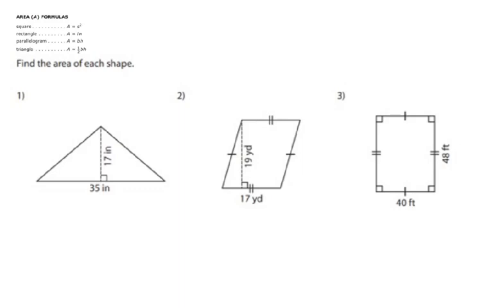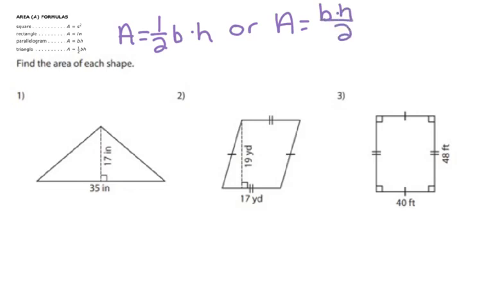The way that I like to think of the triangle formula is either area equals 1/2 base times height, or area equals base times height divided by 2. So for this first problem, we're going to do area equals, our base is this right here, this line. So our base is 35, our height is 17, and then we're going to divide that by 2.